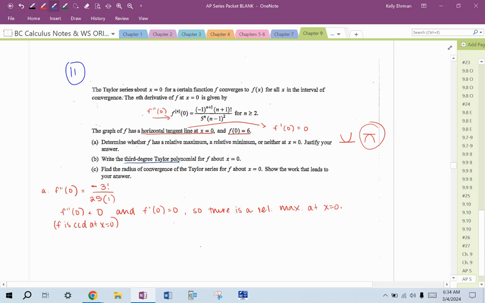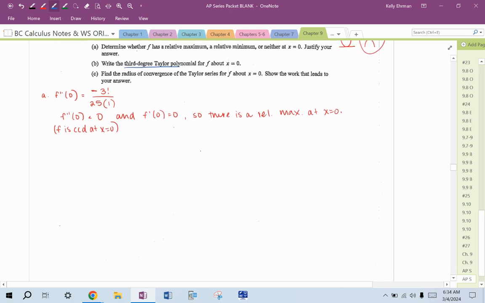Okay, write the third degree Taylor polynomial for f about 0. So we've got time here. I like to write out what this would be. So f of x is about equal to, I like to write out what it would be without the numbers first. So f of 0 plus f prime of 0 times x, because we're centered at 0, plus second derivative at 0, excuse me, times x squared over 2 factorial, plus we're going to third degree. So the third derivative at 0 times x to the third over 3 factorial. So f of x is approximately equal to this.